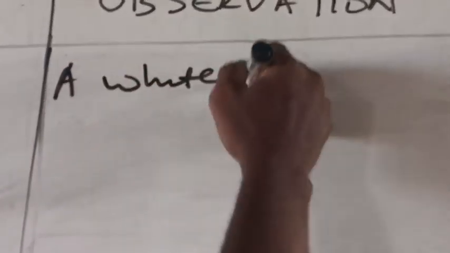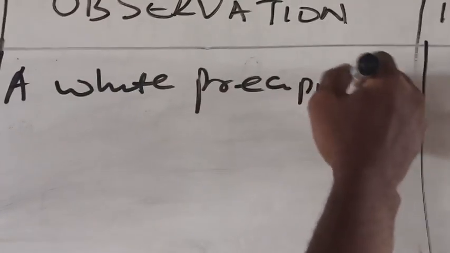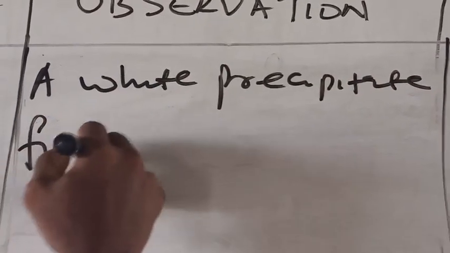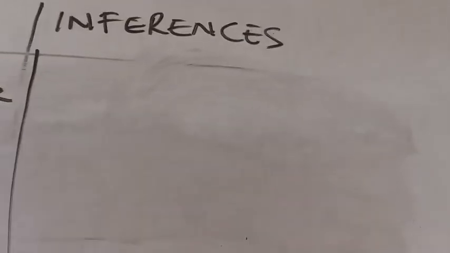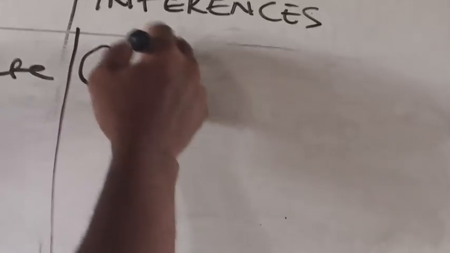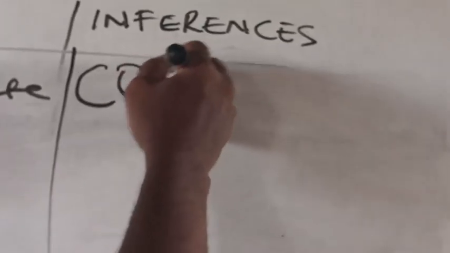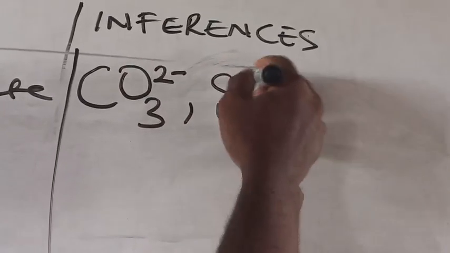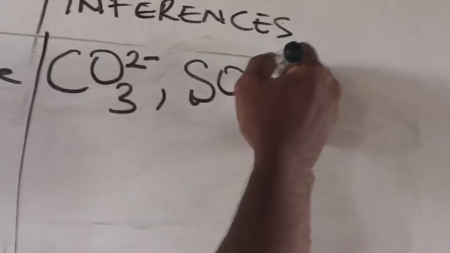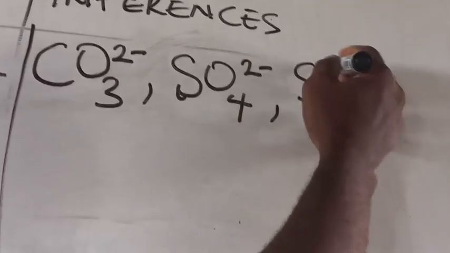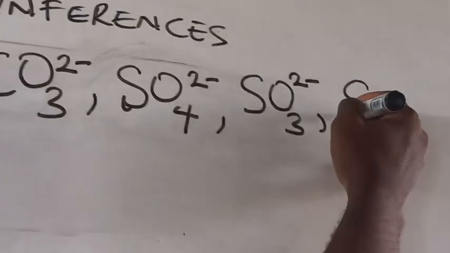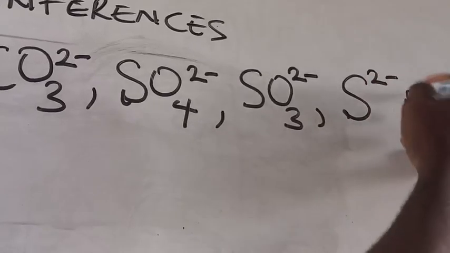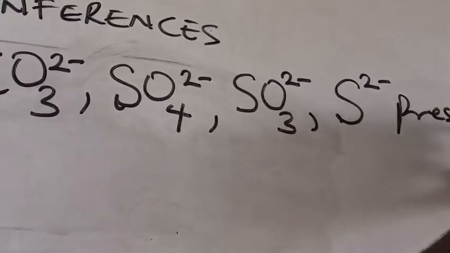Observation, we say a white precipitate formed. Then we go to the inference. The inference should be the trioxocarbonate(IV), that is CO3 2- ion, SO4, that is sulfate ion, trioxosulfate(IV), which is also known as sulfite ion, then sulfide ion present. Any of these ions could be present.